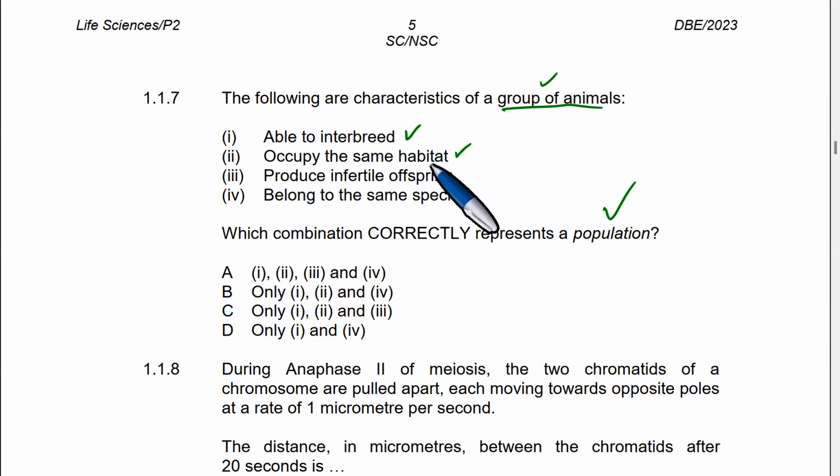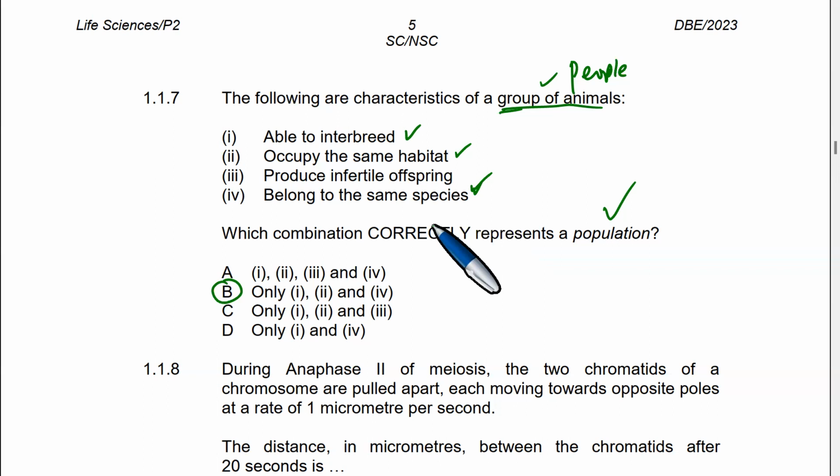Moreover, you can see that they belong to the same species. The group of animals is a group of animals belonging to the same species. So in other words, the correct option in 1.1.7 would have to be option B. Obviously, we agree that it's a group of animals, or you can even look at a group of people. They live together. They're able to interbreed. They occupy the same habitat, the same space, but also they belong to the same species. But producing infertile offspring is not really the characteristic of a population. So Roman numeral 3 is out.